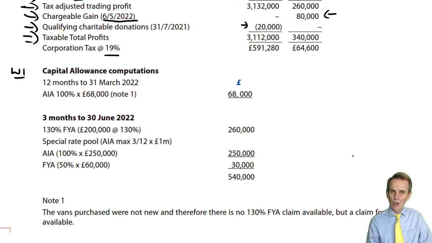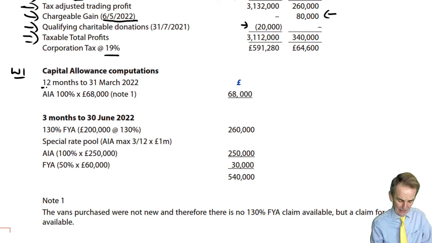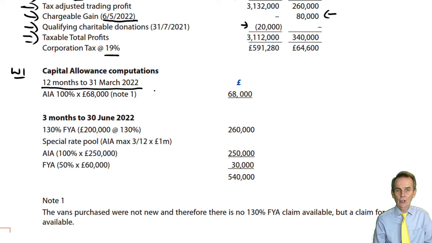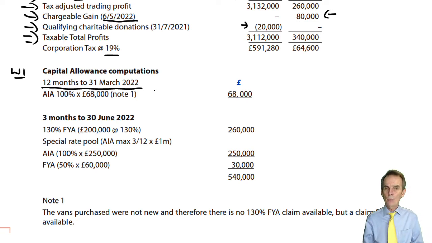These, as we said, are prepared for the separate accounting periods. So we've got here the 12 months to March 22. There's one transaction, the purchase of the vans that took place within that accounting period. Now, they are vans. They're not cars, they're vans. And vans, lorries, trucks, they're the commercial vehicles. They will rank for AIA.